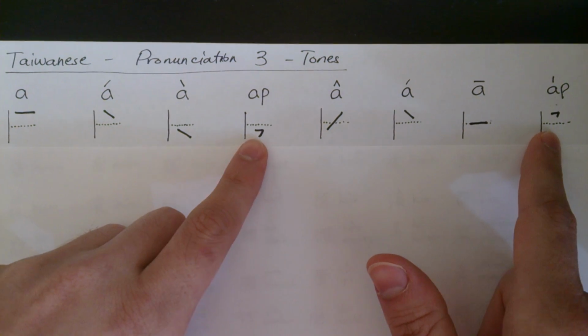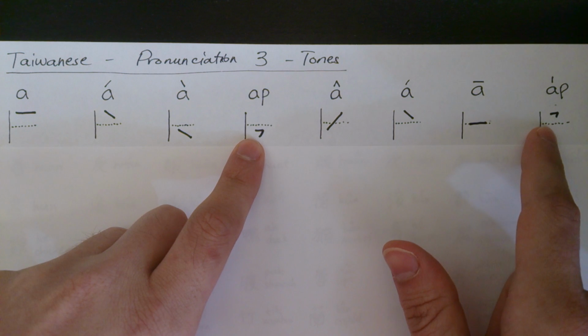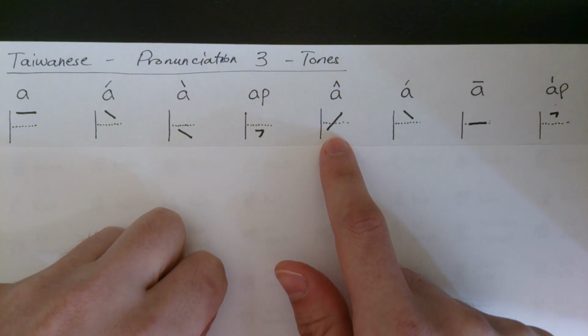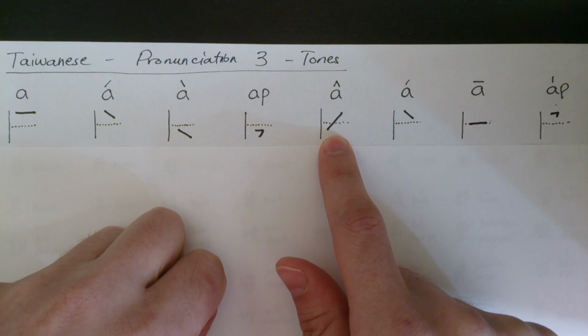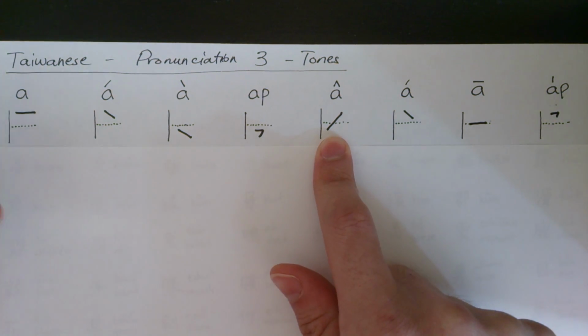And then the low and high stops. Up, up, up, up. And then the last one is the fifth tone, the rising. It's the only one that's a rising tone. Okay, so that one doesn't have a pair.